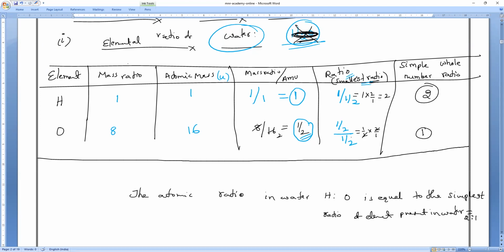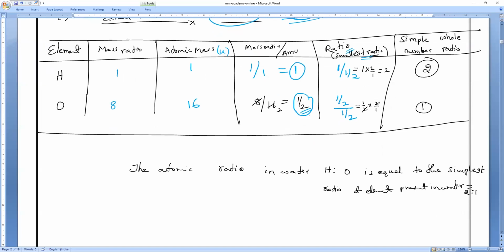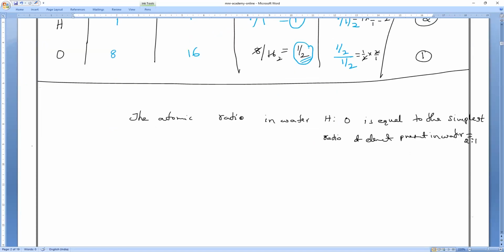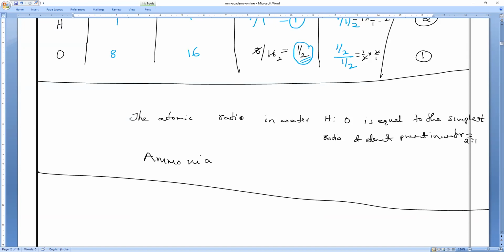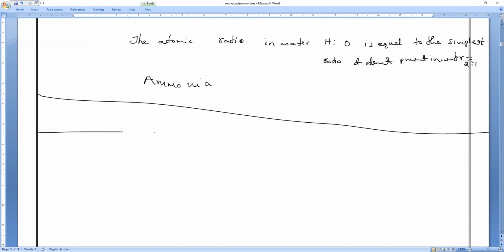If you do one more compound, you will understand this. Okay. Don't write, you listen first. Next, let me take ammonia. You all know ammonia. So what are the elements present in ammonia? Same headings I am making. You write the headings also. All of you, what are the elements present? Tell me.